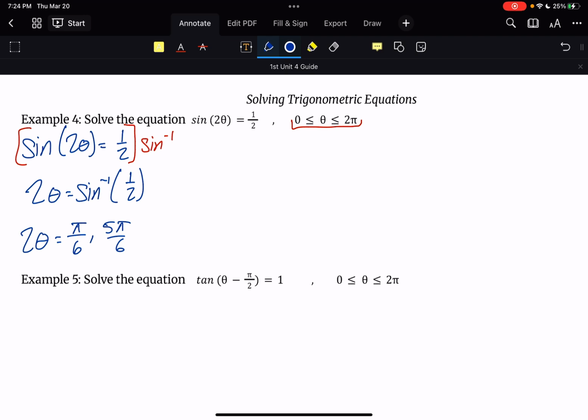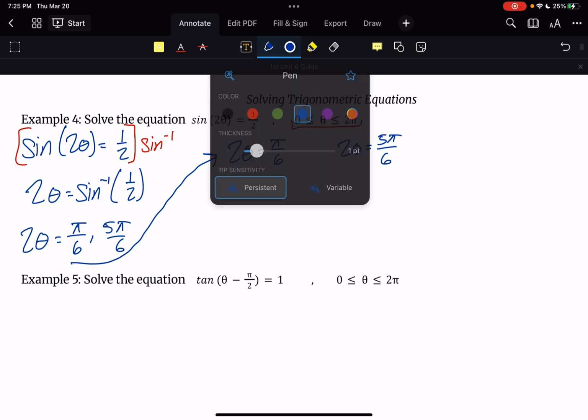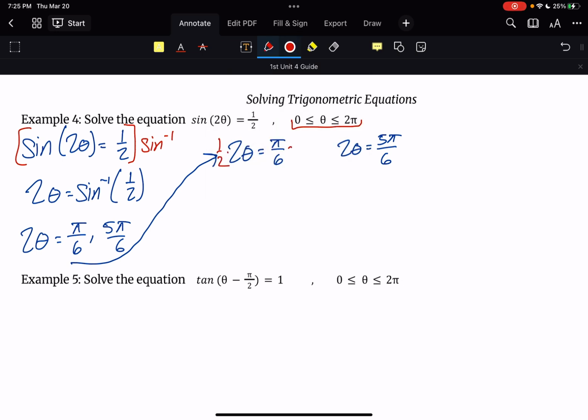So since I now have two solutions, I'm going to set up two separate equations and solve both of them individually. So I get 2 theta is equal to pi over 6, and I also have 2 theta is equal to 5 pi over 6. And to get theta alone, I need to just divide by 2 or multiply by 1/2. That'll cancel out. That'll cancel out. So that gives me, for my first solution, theta is pi over 12. And then that second solution I get is theta is 5 pi over 12.